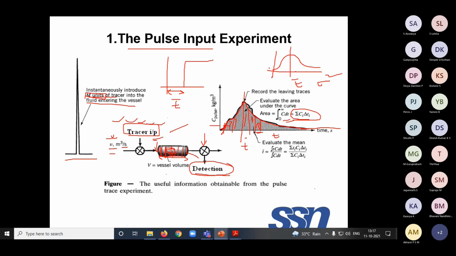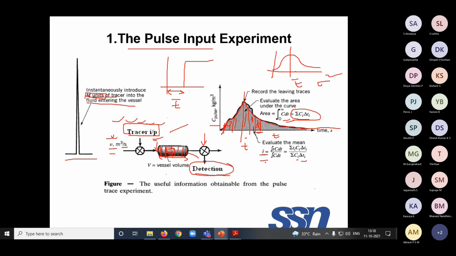So to calculate T bar, integral T C dT, that is integral Ti Ci delta Ti, divided by integral C dT, which is nothing but sigma Ci delta Ti. So Ci into delta Ti is nothing but this section into the time, which will give you the time variance of that concentration, divided by the sum of the concentration, which will give you T bar. Because you are multiplying and dividing, T bar will remain the same. Ci delta Ti get cancelled. So this is how the E curve will look like.